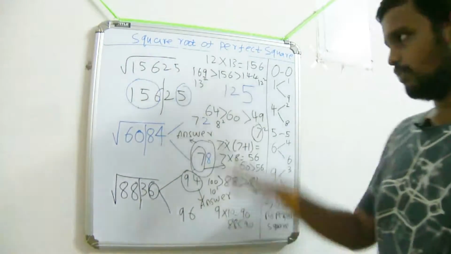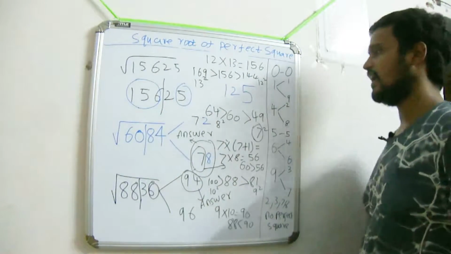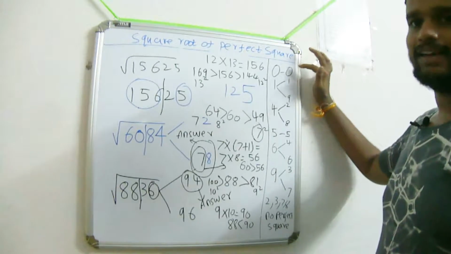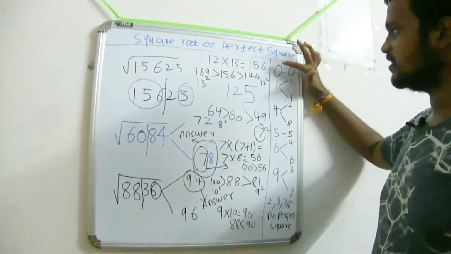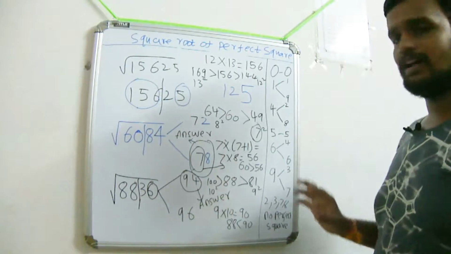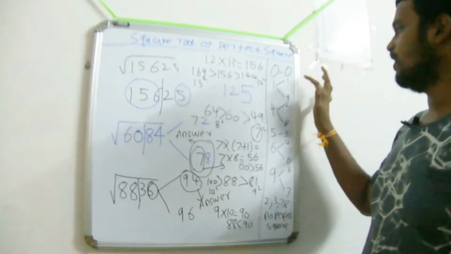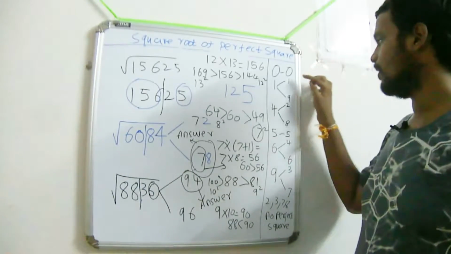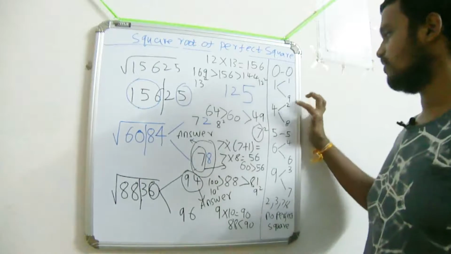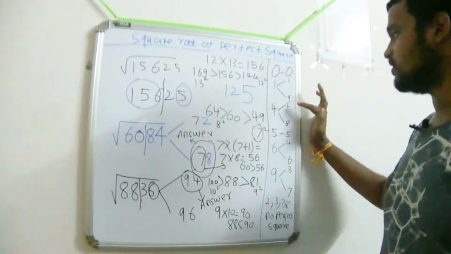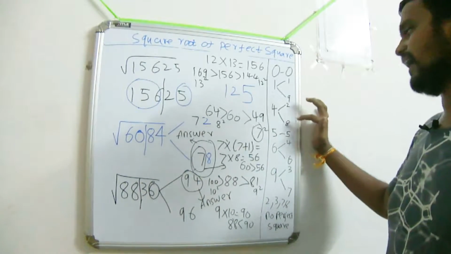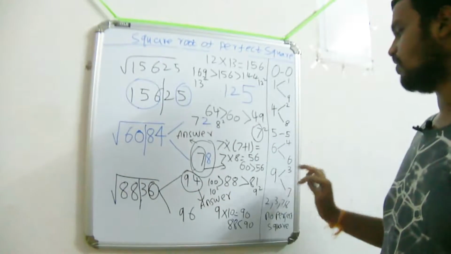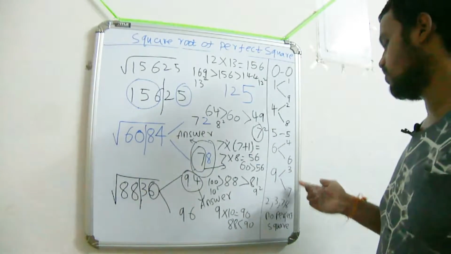Before going to the concept, we have to know one thing: any square number which ends with 0 has its square root ending with 0. Any square number which ends with 1 has a square root ending with either 1 or 9. The same concept applies if the square number ends with 4, the square root ends with 2 or 8. For 5, only 5. For 6, the square root would end with 4 or 6. For 9, the square root would end with 3 or 7.